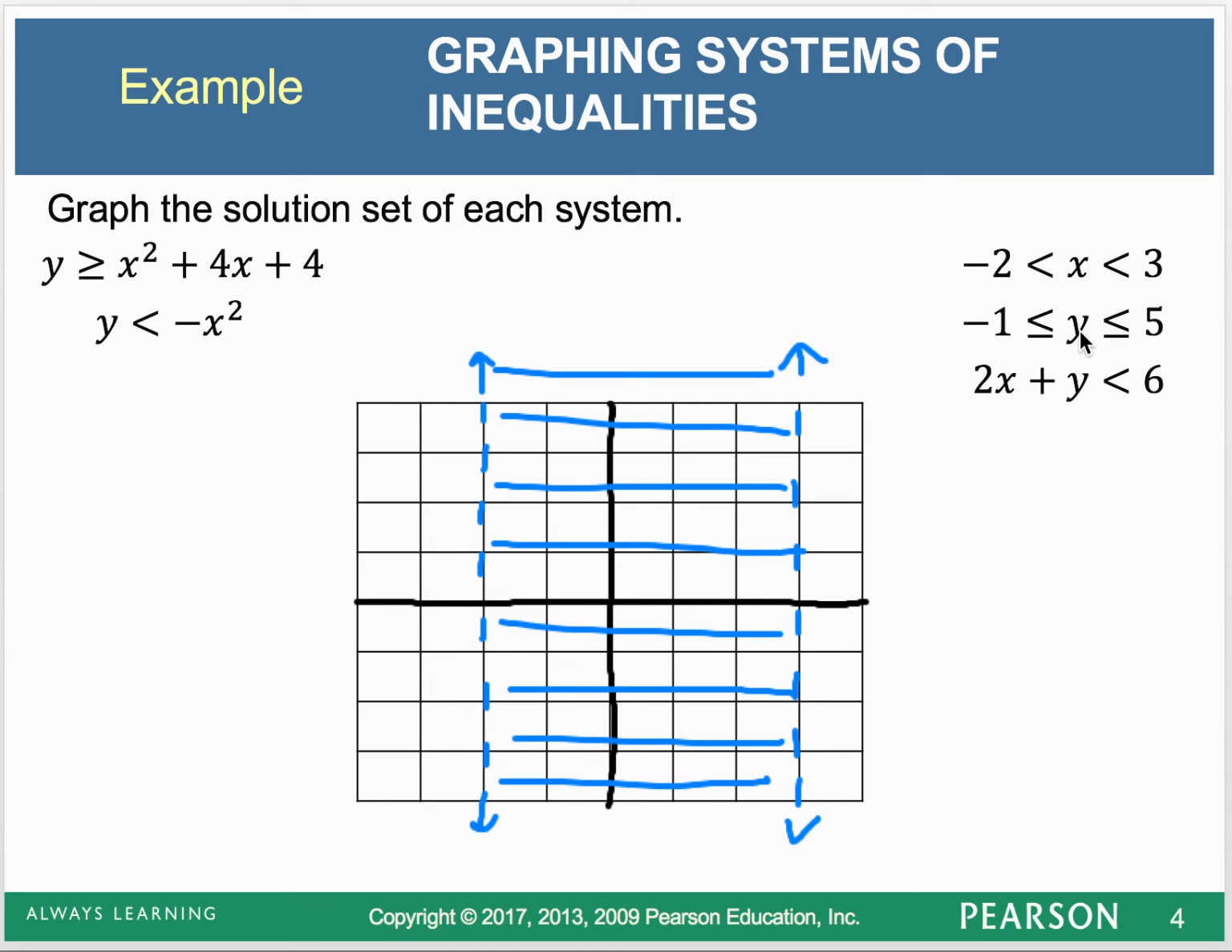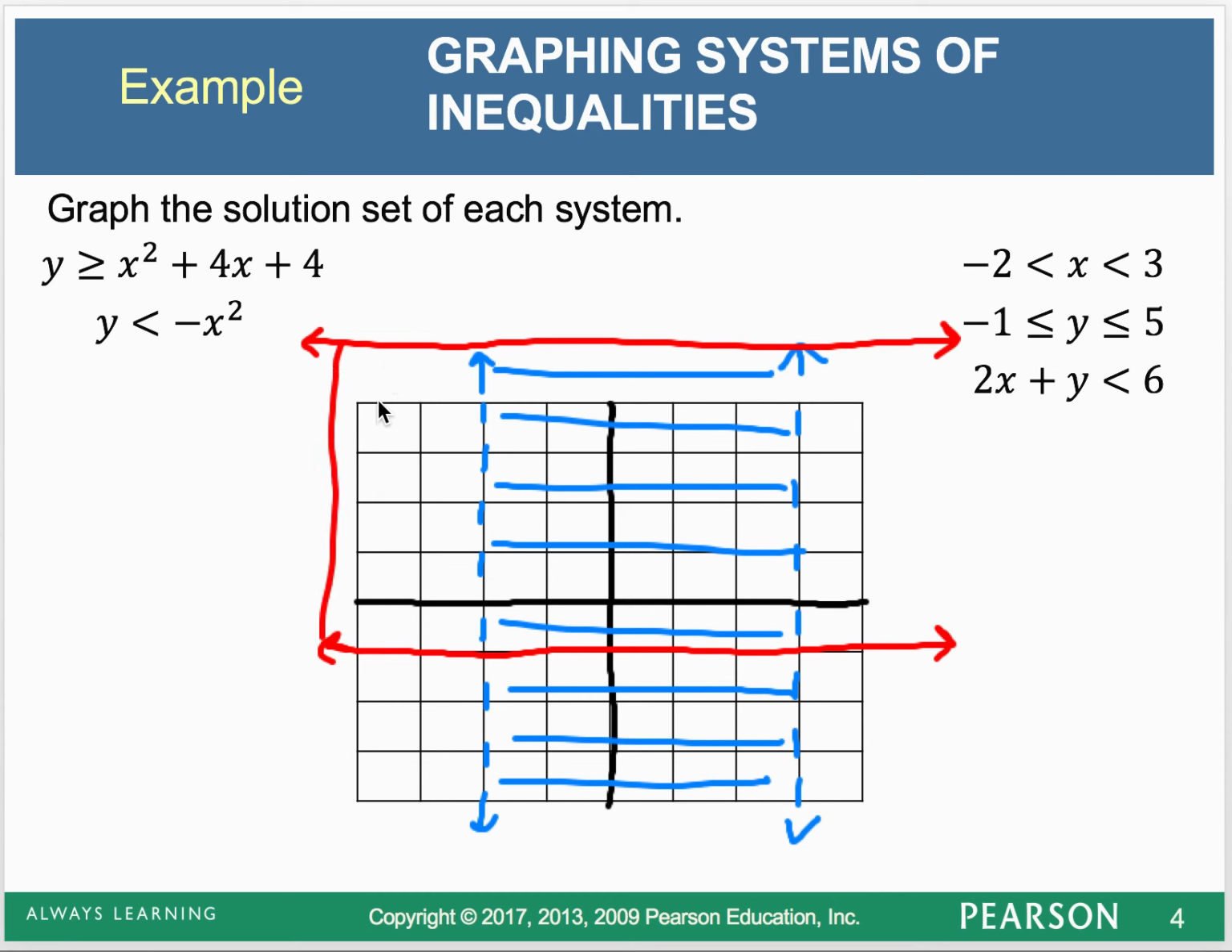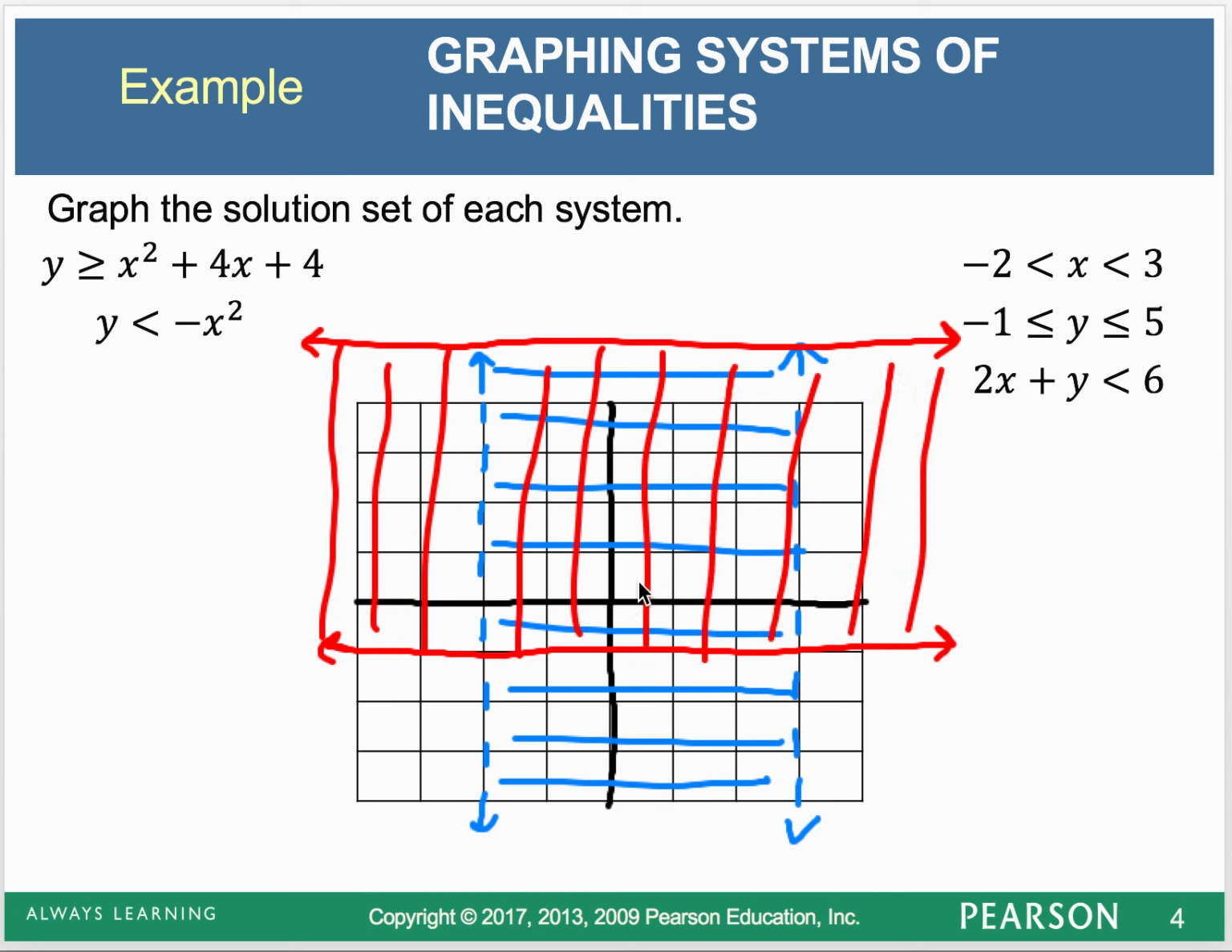Okay, now this one involves Y. We've got, I'm going to have solid lines here. Negative 1 and 5. Okay, and we're in between negative 1 and 5. So far, if those were my only 2 problems, my answer would be this rectangular region, and I would shade it in solid, right? Shade it in solid. Okay, but I've got another one to consider.